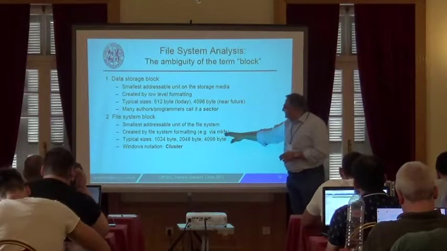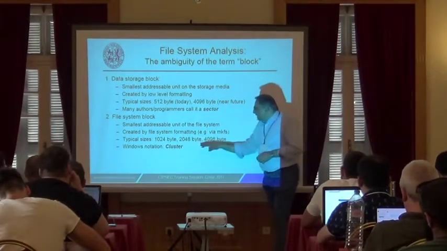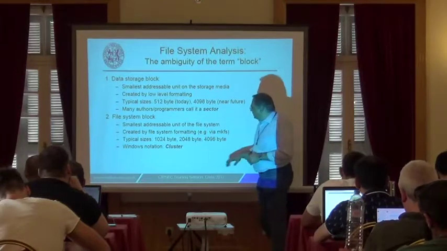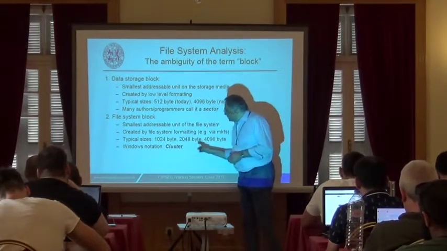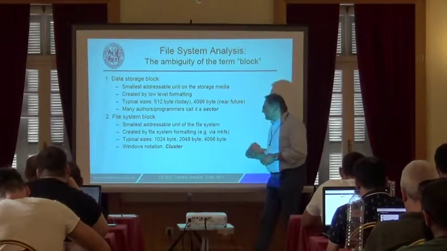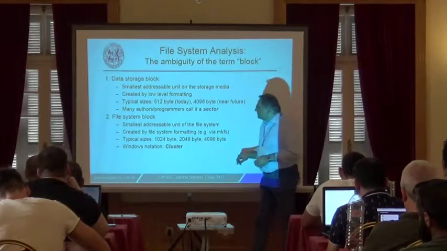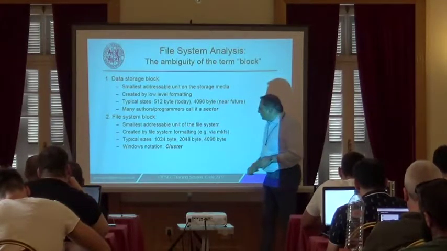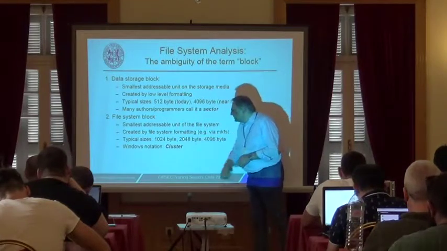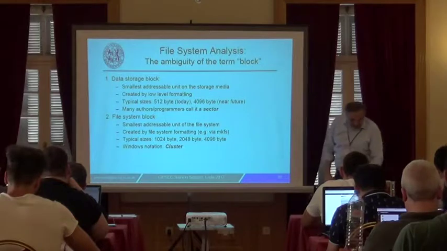And we see that, for example, Unix can have 2K, 4K blocks. Windows, again, could be 1K, 2K, 4K, some cases bigger. And in Windows notation, they're called clusters. In Unix notation, they're called blocks. But let's call them clusters for the time being to be able to differentiate them from the sectors.